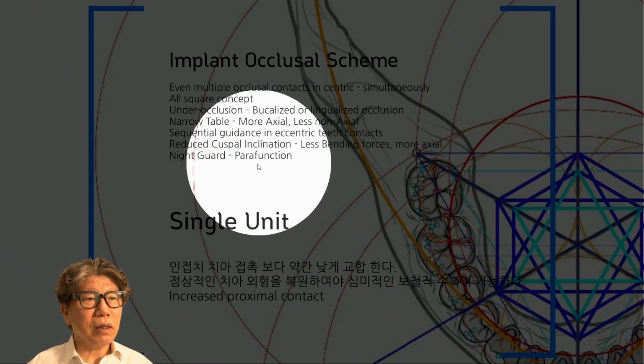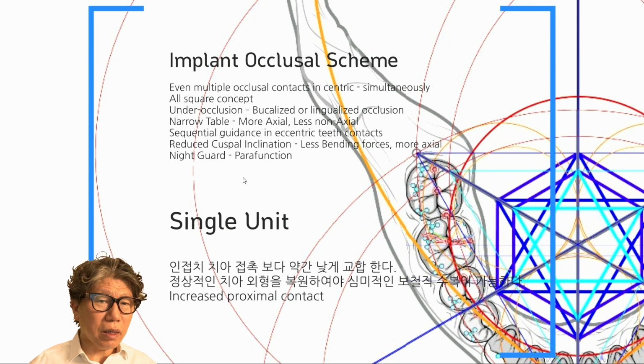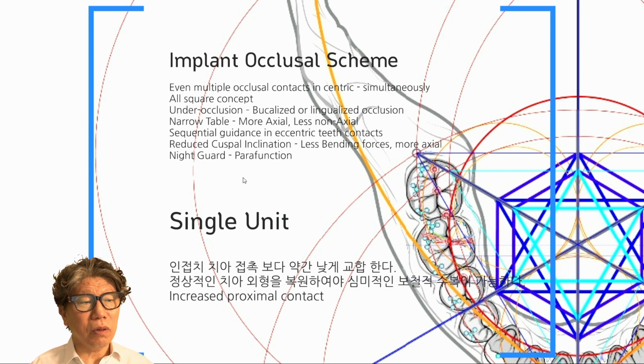Next, the night guard. Using a night guard when there is parafunction. So when a patient with bruxism comes in, I also discuss an occlusal splint. The reason is that if not addressed, from the patient's perspective, if bruxism occurs, not only is the natural tooth damaged, but I believe the implant will not last long either.